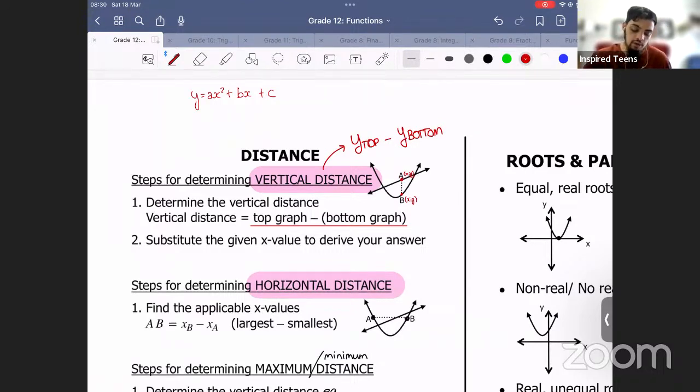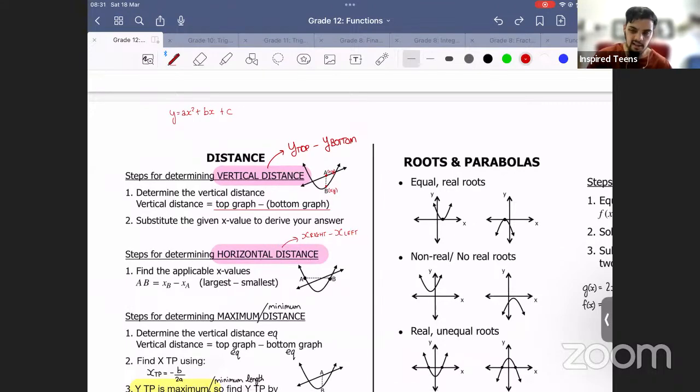Steps for determining horizontal distance. We can also get horizontal distance provided that there's a horizontal straight line between the two points. This is x right minus x left. That's the formula that we follow. Find the applicable x values, and you say that AB is equal to xB minus xA, or largest minus smallest. Remember taking a negative into consideration. Obviously, positives are bigger than negatives.